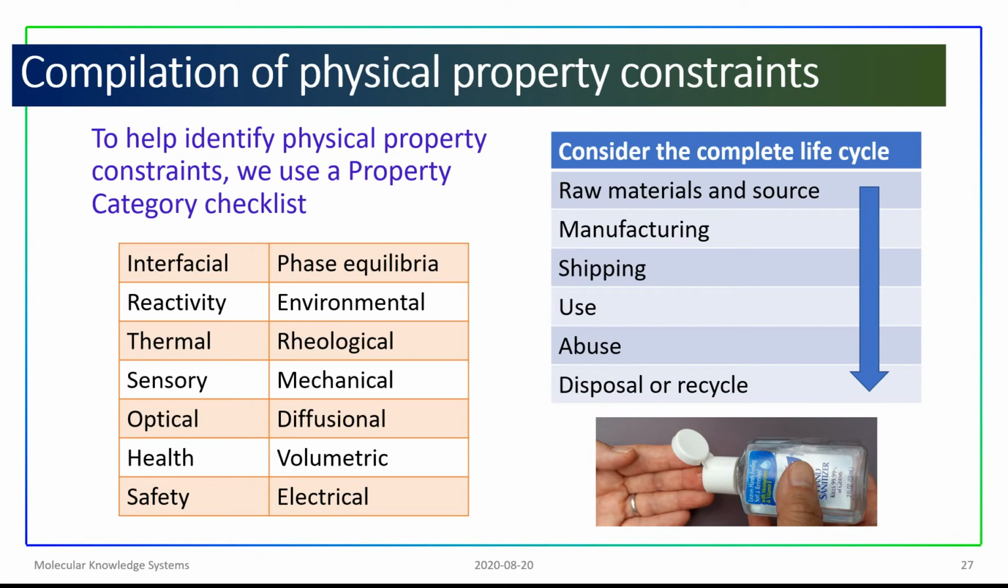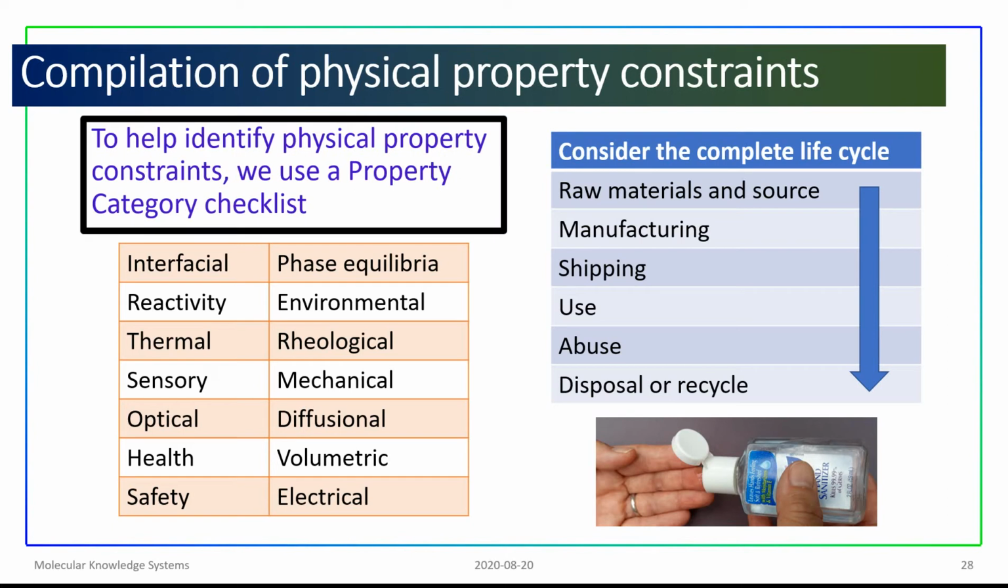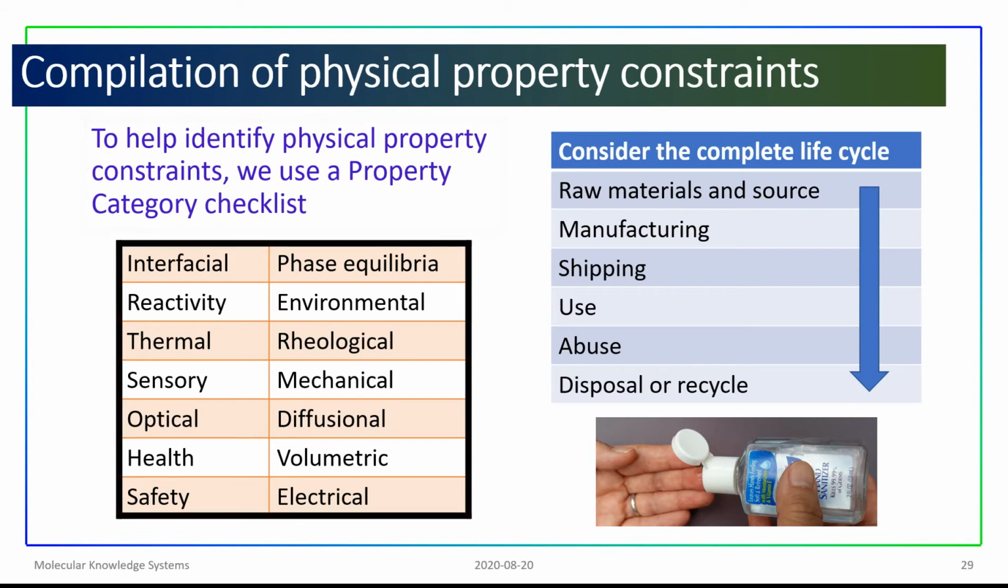So when we approach the solvent selection problem, in addition to just solubility, we look at many different physical properties to see if there are additional constraints. To help identify physical property constraints, we use a property category checklist. This checklist contains 14 physical property categories. Categories like phase equilibrium, which includes solubility, volatility, and the formation of azeotropes. Categories like rheology, which include viscosity and shear thinning behavior. Categories like sensory, which include skin feel, mouth feel, and odor.